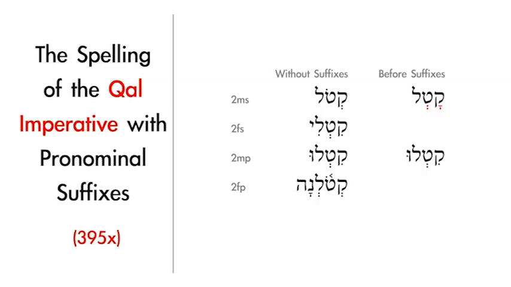Look at your screens with me. Once again, on the left, we begin with those forms that appear without suffixes that you memorized as the paradigm in chapter 18. Kitol, kitli, kitlu, kitolna. Now, if you look on the right-hand column, you'll see how it's spelled before a pronominal suffix. First, observe that in the 2fs and the 2fp, we don't have forms listed there. That's because those forms do not appear with pronominal suffixes in the Hebrew Bible. With the 2mp form, there is no change in spelling. And then with the 2ms form, there is a change in spelling. Now we have a qamets hatuf under the qof and a silent shewa under the tet before a pronominal suffix.